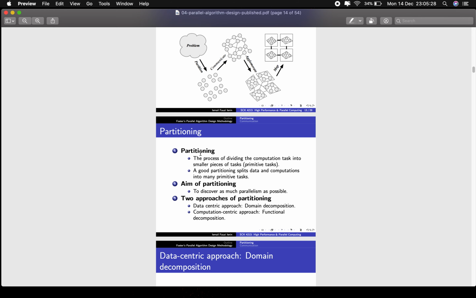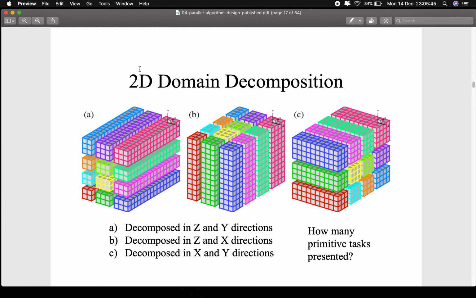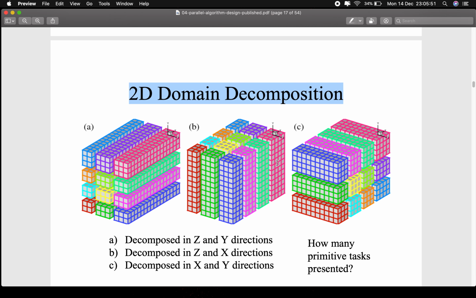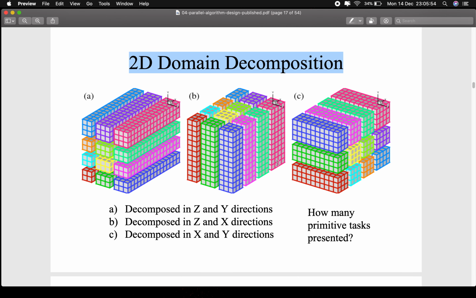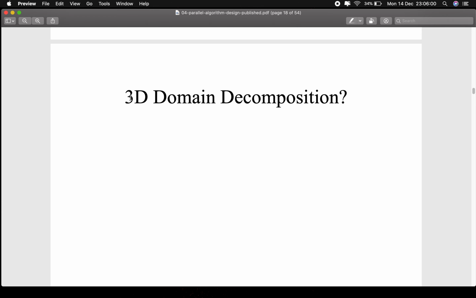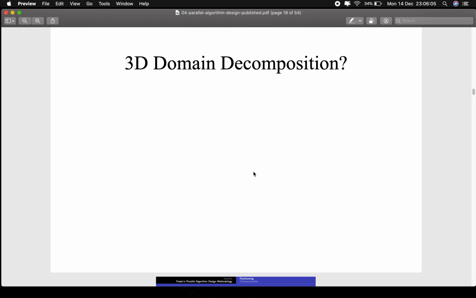As mentioned in partitioning, you notice that a good partitioning will split the data and computation into many primitive tasks. So if you compare 1D with 2D, you will notice that 2D is much better than 1D, because you have many more primitive tasks that you are already grouping. So this is the one that I mentioned. How about the 3D domain decomposition? You need to figure out how it looks, and later on I will give you the answer on this also.